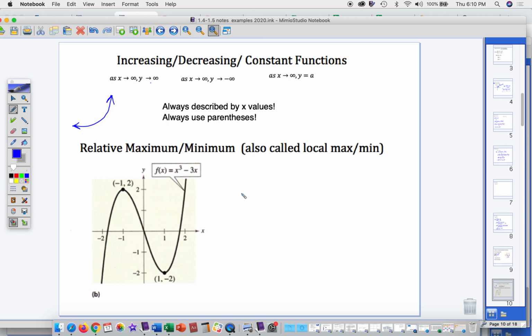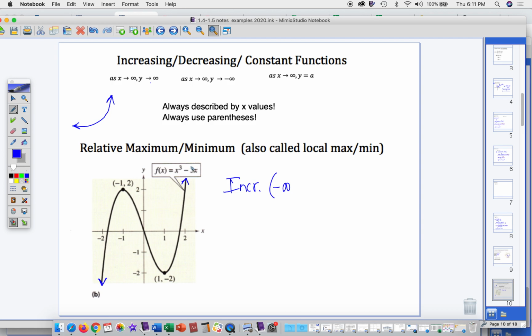So what I'm going to do here is write out the intervals of increasing, decreasing, or constant. So if we look from left to right, initially as x is getting larger, the y values are getting larger. So it's increasing from negative infinity, because this graph should have little arrows on the end.